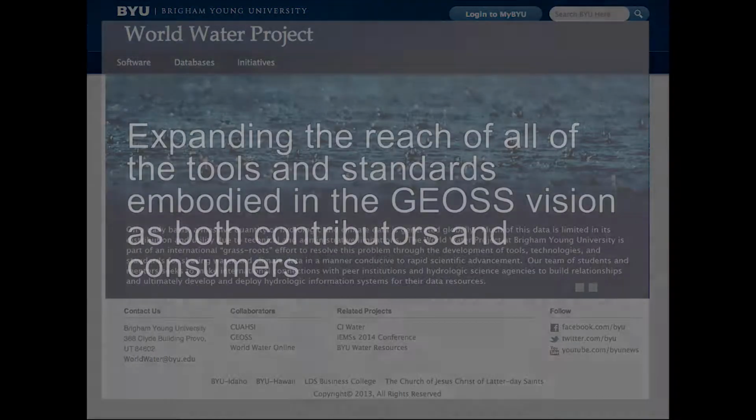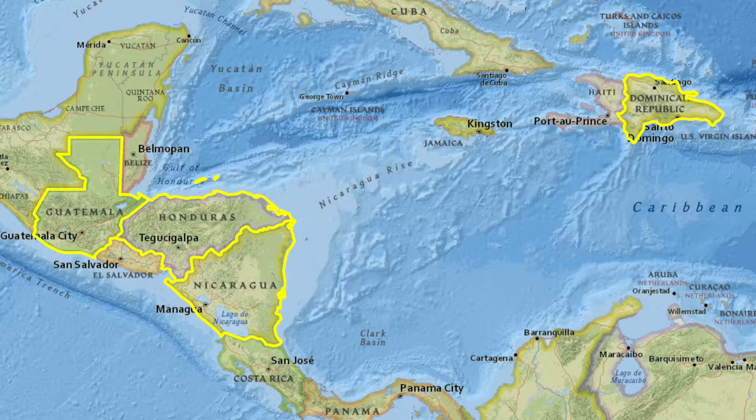contributors and consumers. The following case studies from Latin America illustrate how BYU is adapting CUAHSI and GEOSS tools and technologies to real-world needs and demonstrate the potential for use by other countries. The case studies are used to highlight how the international version of CUAHSI's HydroServer can help overcome limitations to water information sharing mentioned previously.